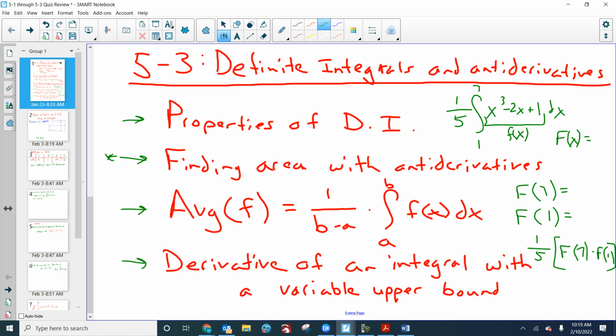Average value I told you about. Derivatives of an integral with a variable upper bound. That's the d dx out front. D dx out front. It's got a variable upper bound, maybe it's x. And then you do the chain rule, right? It's just that with x's in it.